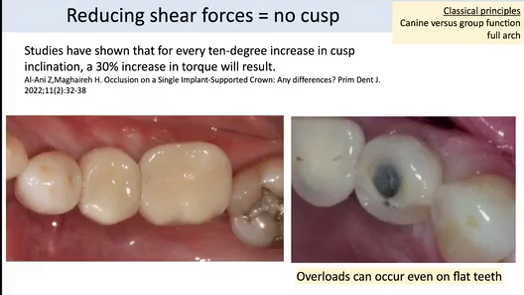Overloads can occur even on occlusal flat teeth, specifically when you have no guidance. Because when you have no real guidance, it's very difficult to adjust the occlusion in good function in all the movements of the patient. Very difficult. It's easier with the canine guidance.